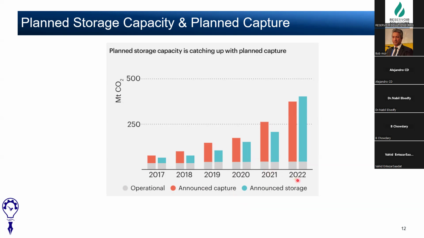As you can see in the year 2022, the orange one shows us the capturing, and the blue one shows us the announced storage. So these are the planned projects for capturing and storing CO2. And that's a good outcome that shows us we are progressing and we are accelerating toward net zero.